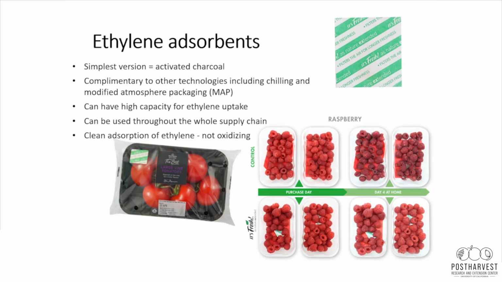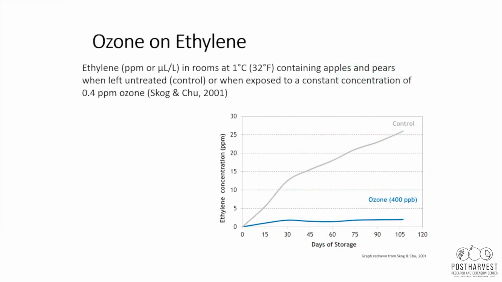We're using a commercial product. It's fresh. This is a purchase day quality stage, and then after 4 days at home, you see how adsorbing ethylene from the container made sure the quality of the raspberries remained at a better stage.